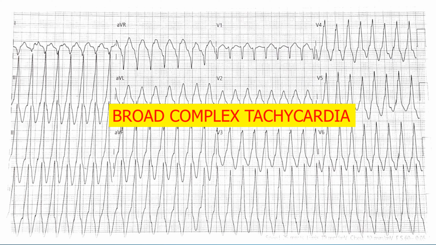So there are two possibilities for having this broad complex tachycardia, and these are the most important to be ruled out. One is the supraventricular tachycardia with aberrancy, and the other is the ventricular tachycardia. Now we know that the management of these two tachycardias is different, so we need to be sure before managing these.